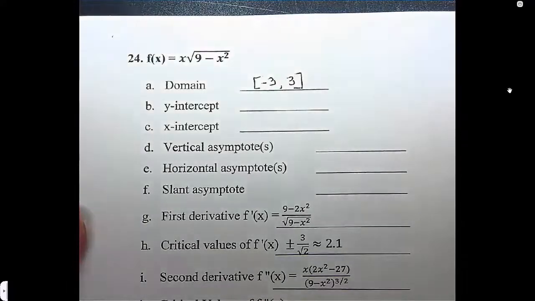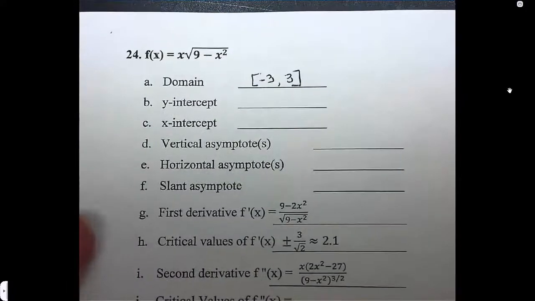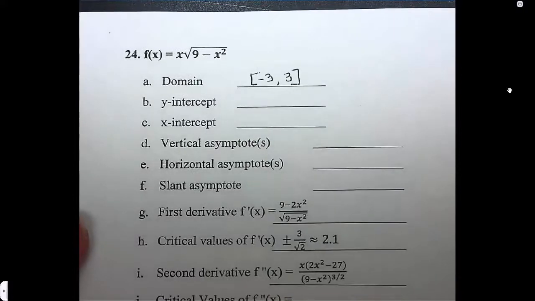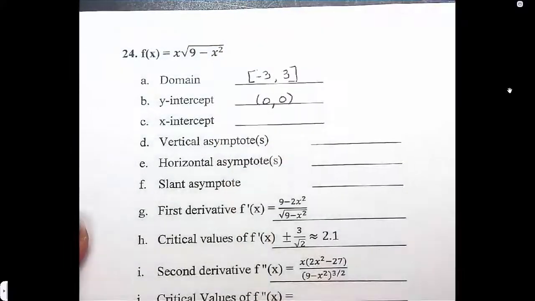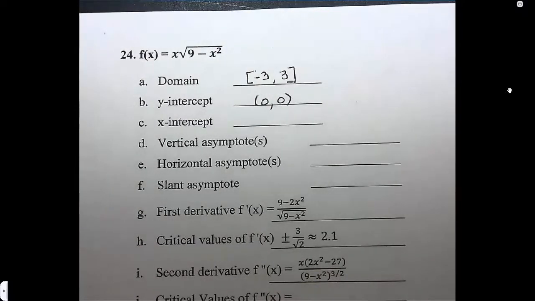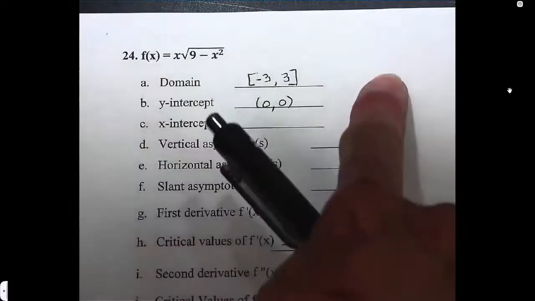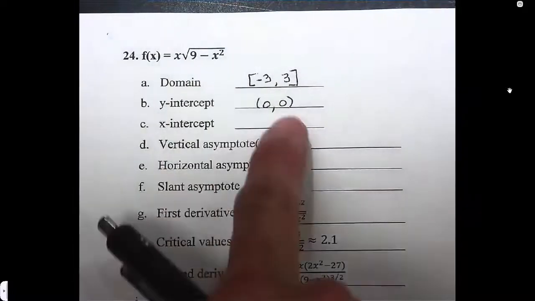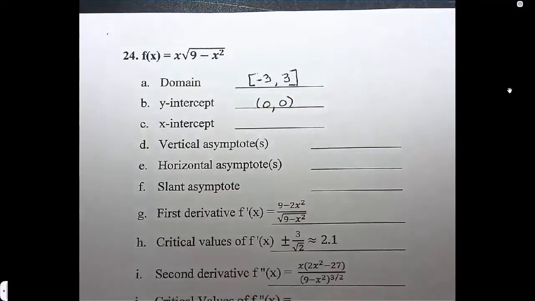And then what's the y-intercept? If you let x be 0, you're going to get y as 0. So the x-intercept is the origin, the y-intercept is the origin. The x-intercept, if you set the whole function equal to 0, other than 0, 0, what other x-intercepts would you get?